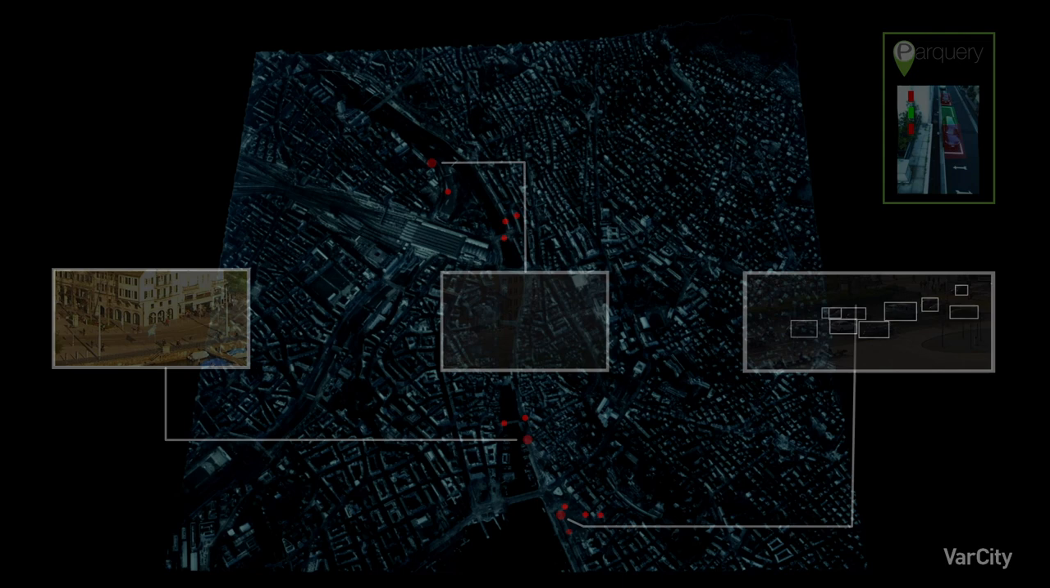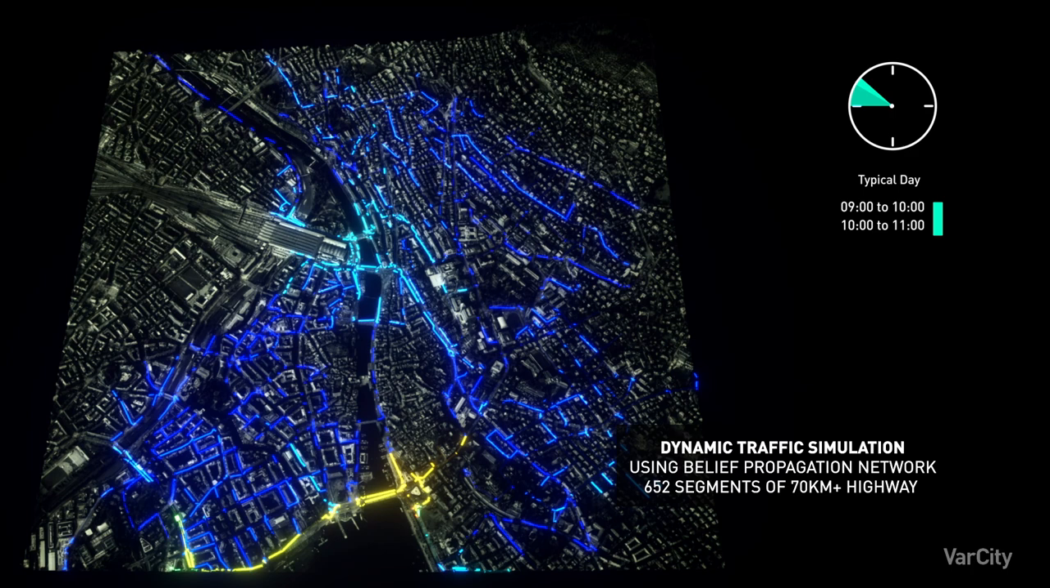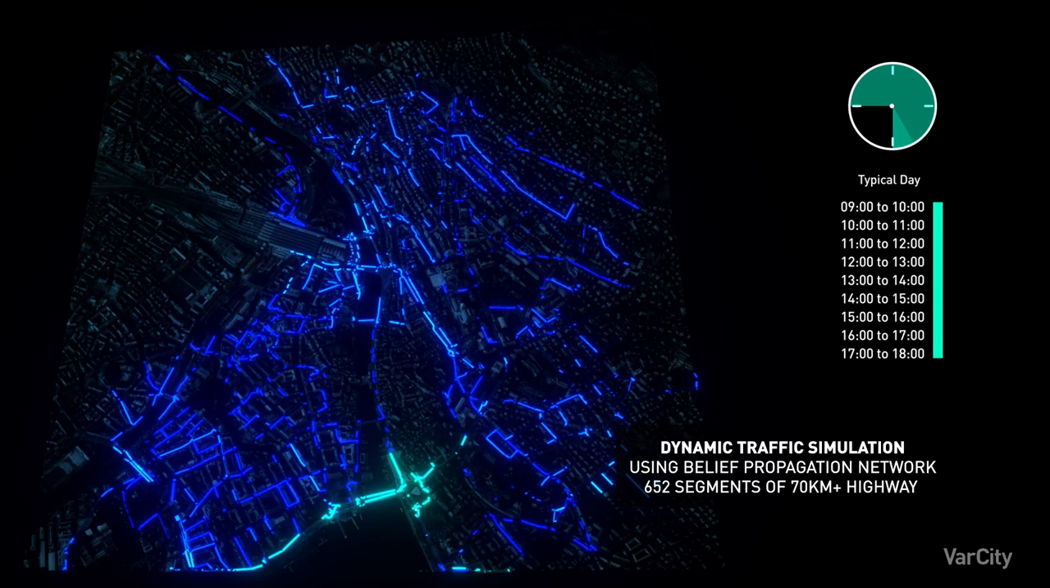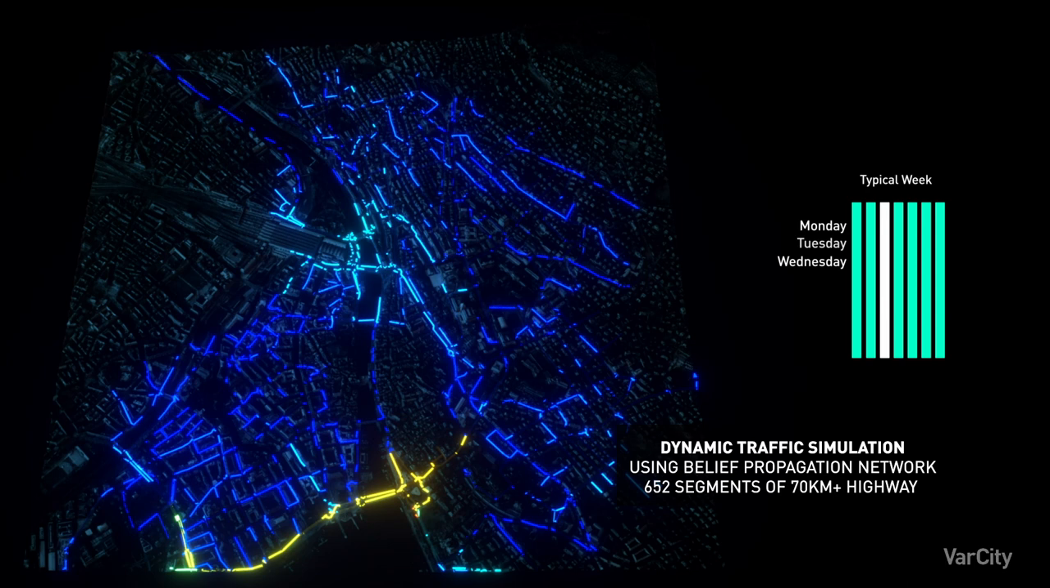Using detection counts, we extend our initial estimate and simulate the traffic flow over time. From these simulations, we can observe how the traffic changes over the course of a typical day or a typical week. This can benefit transportation planning for both the city administration and road customers.